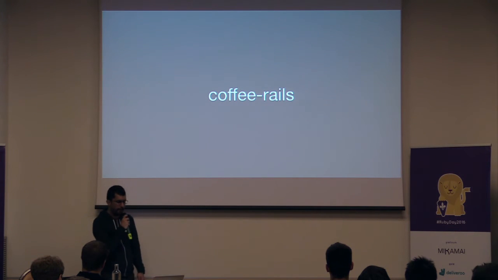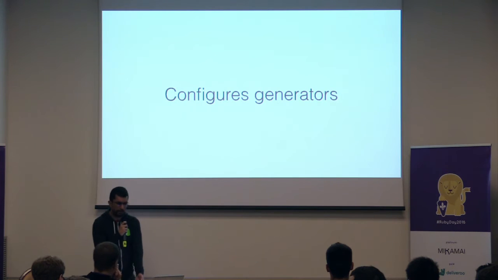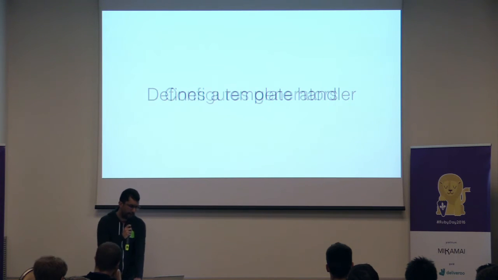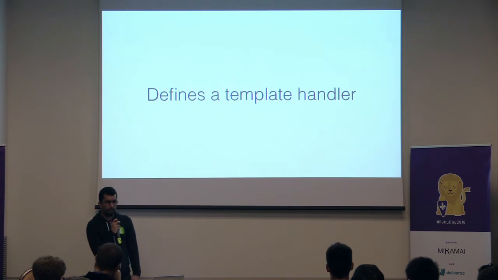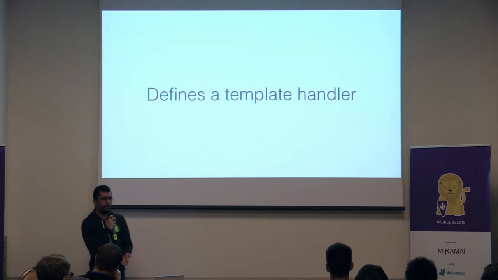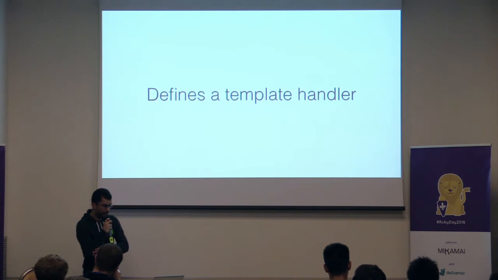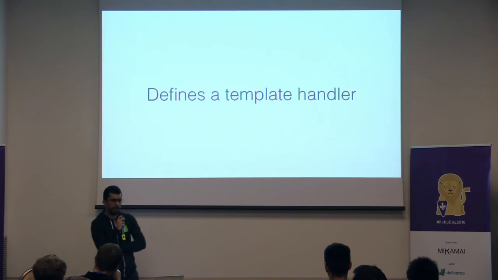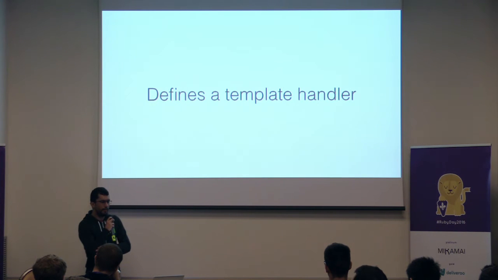Another thing that we have is the CoffeeScript Rails gem, and it configures generators and defines a template handler. So in that case, it's a little bit different because this is not for the asset pipeline itself, it's more for Action Pack. If you want to handle a CoffeeScript file, you can only do that if you have the CoffeeScript Rails gem.